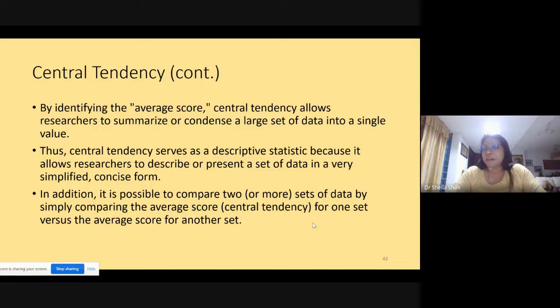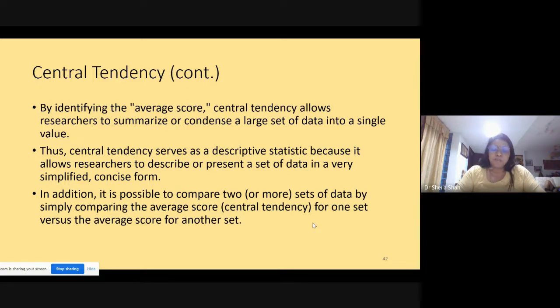So you have a lot of data, you try to make it more meaningful, so you try to get the average score. Just like I told you just now, your patients have a wide range of age. So central tendency serves as a descriptive statistic. So when students say they want to do descriptive statistics, what are they doing? They are actually simplifying the data by looking at frequency, percentage, and mean. All these are considered descriptive statistics.